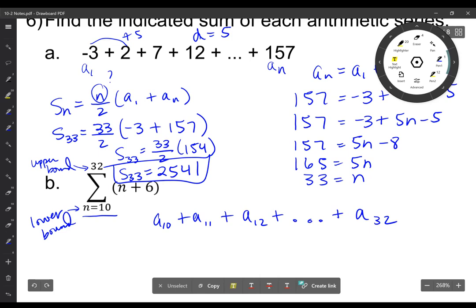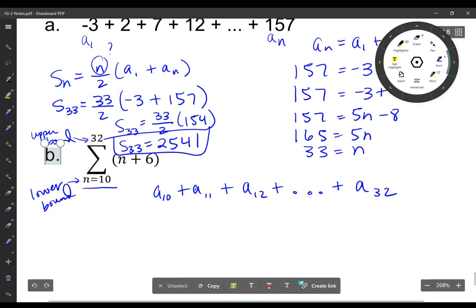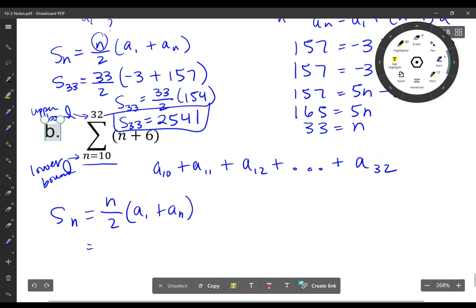So this one's weird. This is one of those where we're not starting with A1. So we're adding all of the terms from A sub 10 to A sub 32. So my S sub n formula looks like this. For the nth partial sum, I'm doing this. Only this time, instead of A sub 1 plus A sub n, we're going to be doing A sub 10 plus A sub 32. So how many terms is that?